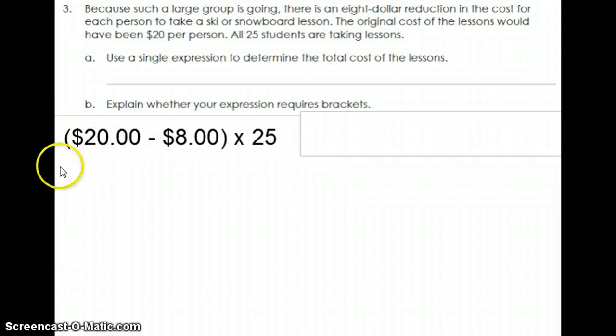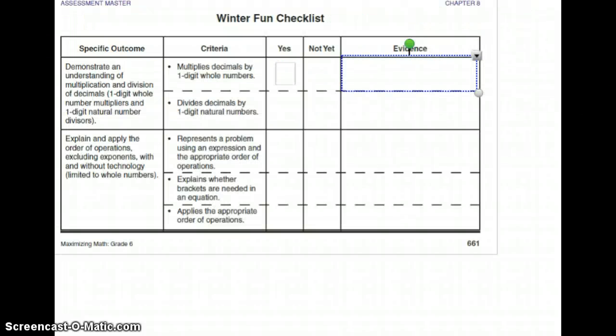Now, you'll notice I've put brackets around the 20 and the 8. That is to ensure that I take the total cost first and calculate that, then multiply it by the total amount of students. When complete, you're also responsible to hand in your Winter Fun checklist.